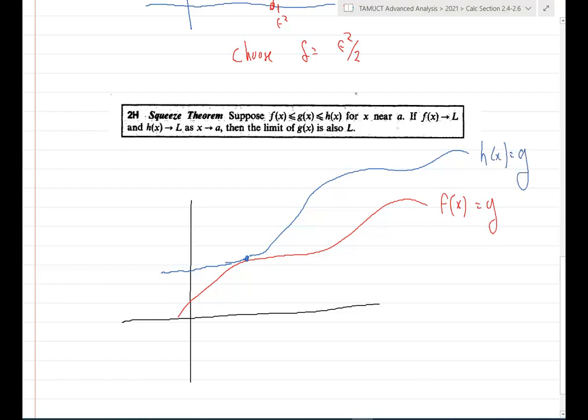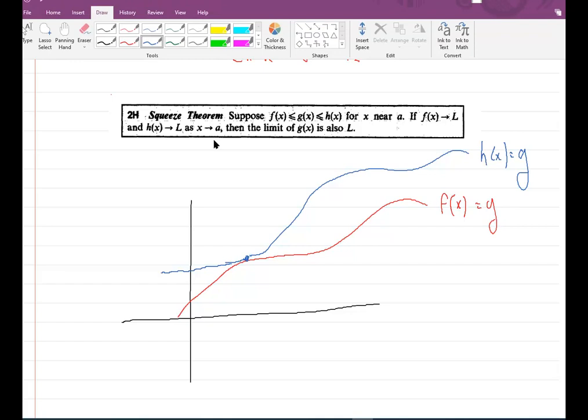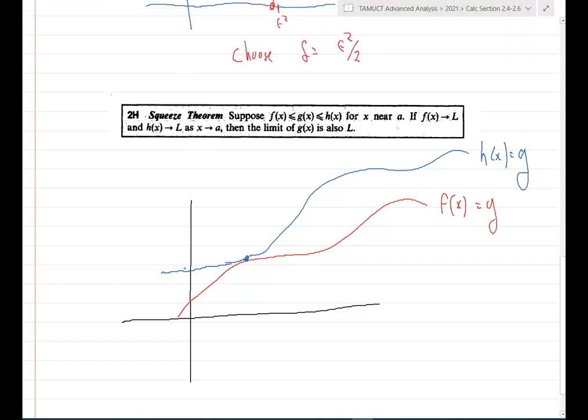Now g is between these two, so we'll get out the green. And g is in here. Okay. Okay. And then what do we have here? This is the point A, and this is the point L.